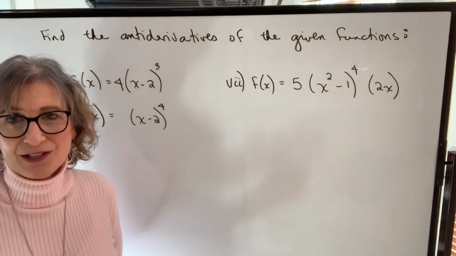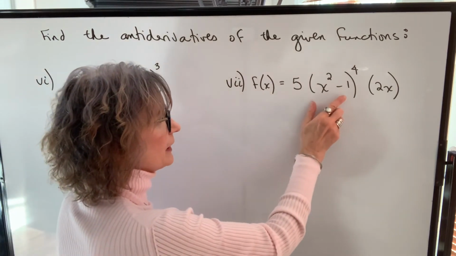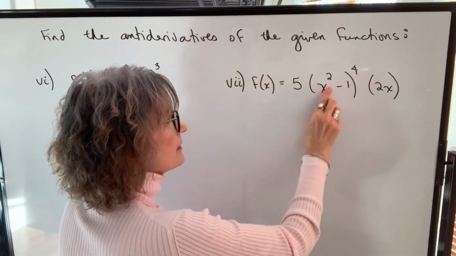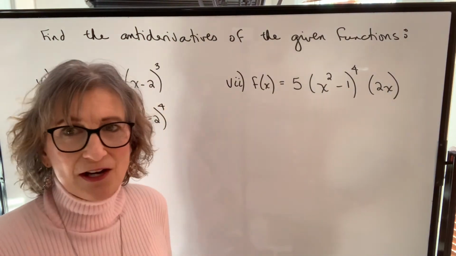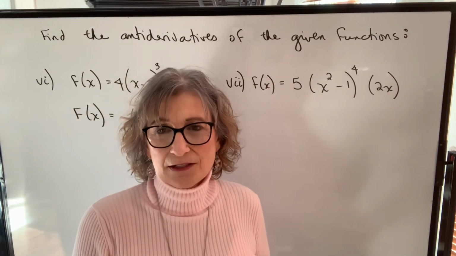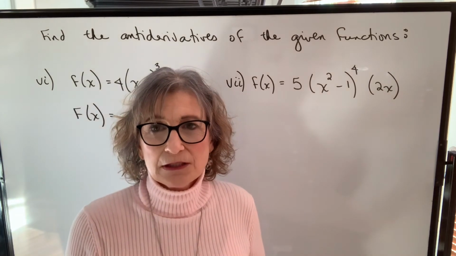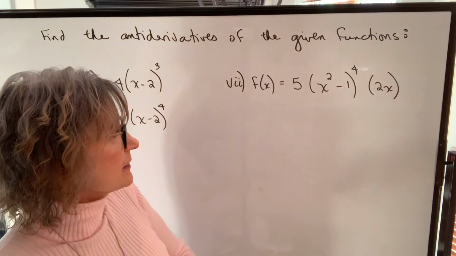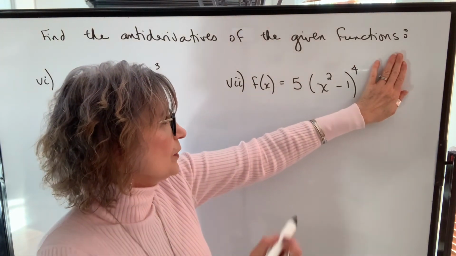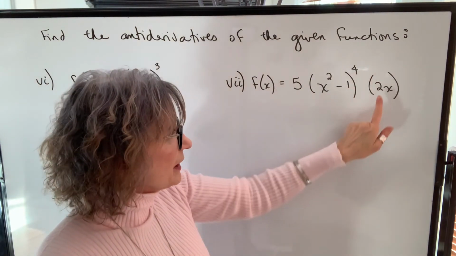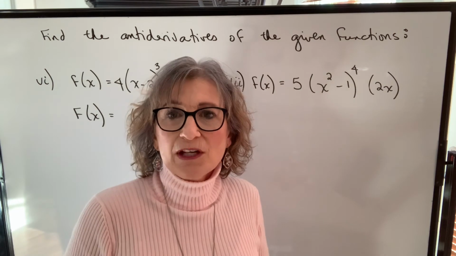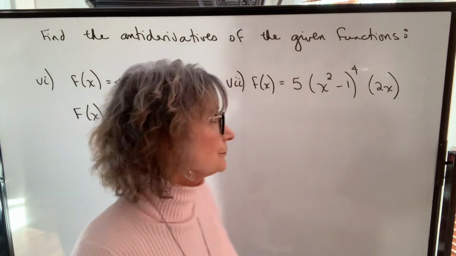That's not always going to be the case. For example, if we take a look at this example, x squared minus 1 has a derivative of 2x. So that 2x factor has to be there if we're to find the antiderivative. If it's not there, we can't do it. In that case, if this was missing, the only option is we would have to expand it to find the antiderivative.